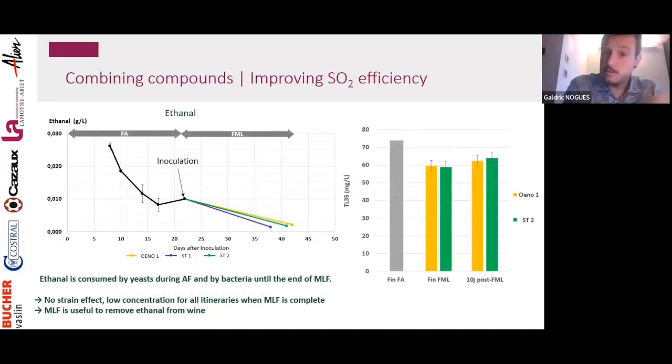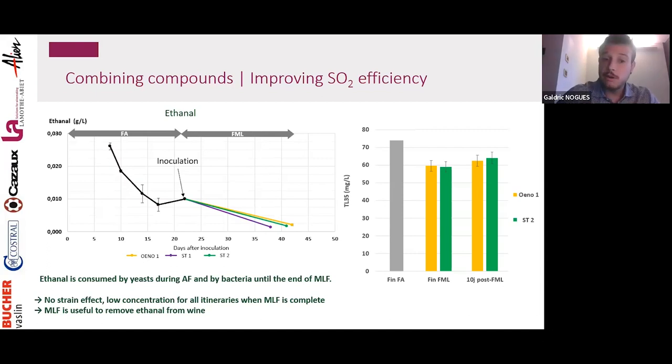Then the combining compounds, very important as well to improve the SO2 efficiency. A combining compound is produced by the yeast during alcoholic fermentation, and they are then consumed by the bacteria. So acetaldehyde, but also pyruvic acid and oxoglutaric acid, the three of them are produced by the yeast. Basically, they don't have an impact on the wine, you don't smell them, but the thing is they combine very quickly with the SO2. So at the end of the alcoholic fermentation, if you want to stabilize your wine and put SO2 on the wine, you will actually combine it and you will have to add more SO2 to make sure you don't have any problem of stability.